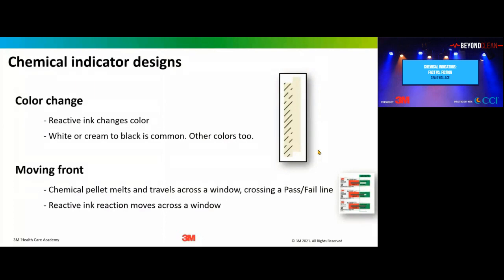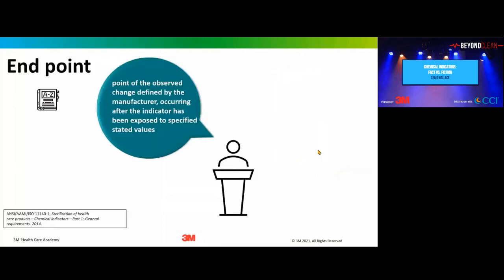So to understand chemical indicators, I've got to get you some terms here because we're going to use these later when we describe how chemical indicators are designed and how they are expected to perform. So the first term is endpoint. Again, there's a formal definition: point of the observed change defined by the manufacturer occurring after the indicator has been exposed to the specified stated values.